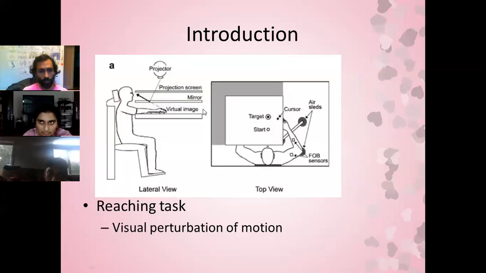And so the final type of, or maybe not the final, but another type of a very similar perturbation is here, and this is the one that they use in the paper. Here the person is sitting, and you have a start point and you have an end point.